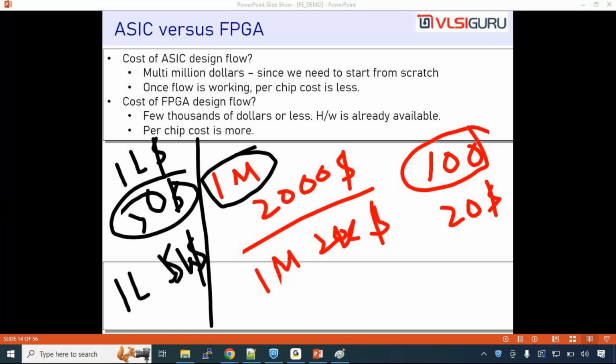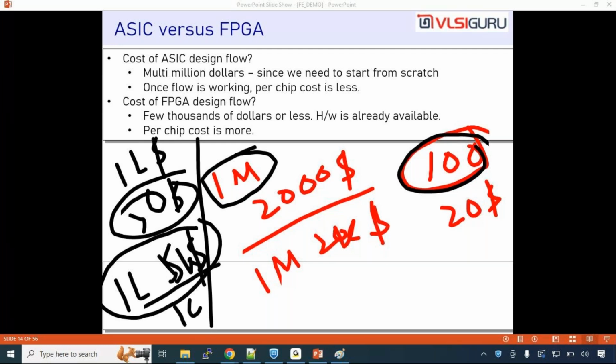So which one is cheaper right now? To manufacture 100 chips, which one is cheaper overall, cost wise? FPGA is less, right? If you see the per chip cost, 1 lakh 5,000 dollars divided by 100, versus here 1 million 2K dollars divided by 100, this will be a lot cheaper.